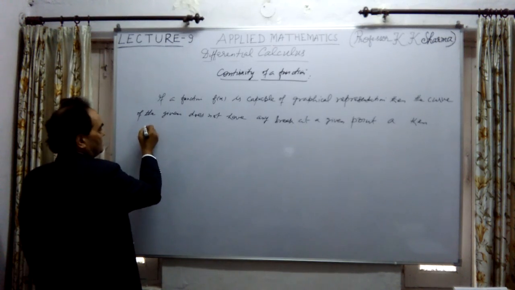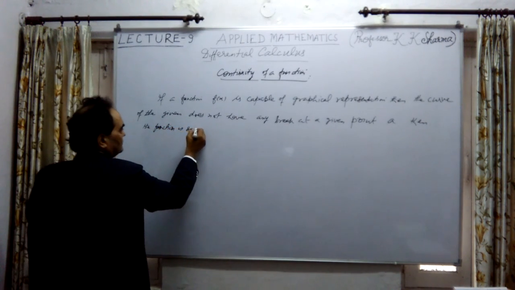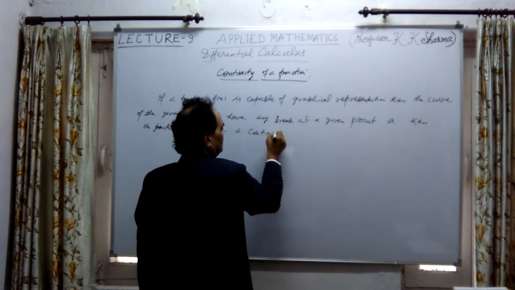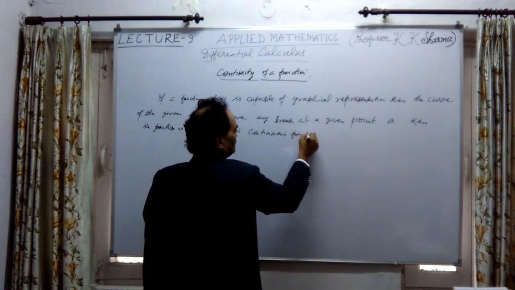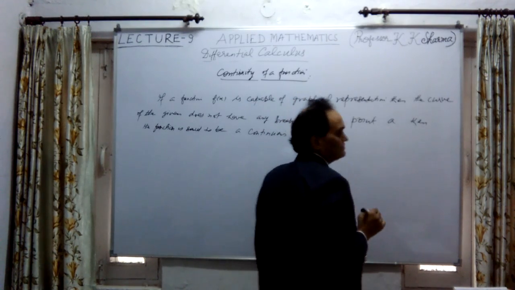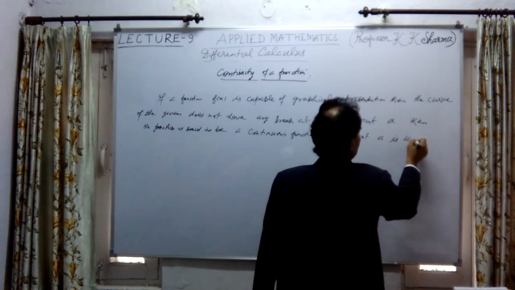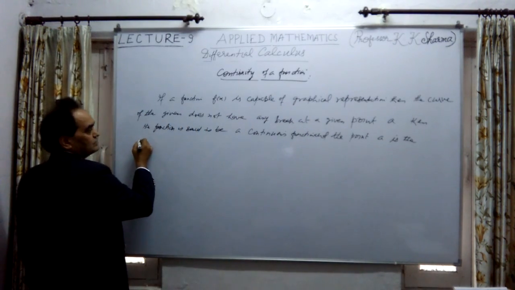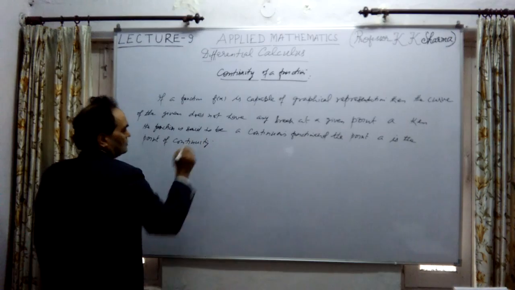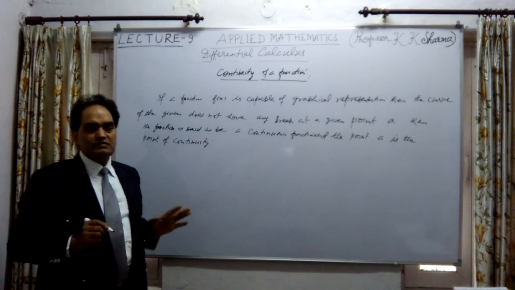Then the function is said to be a continuous function, and the point A is said to be a point of continuity. Alright, and if there is a sudden break in the curve of the given function at a given point A, then the point A is said to be a point of discontinuity.